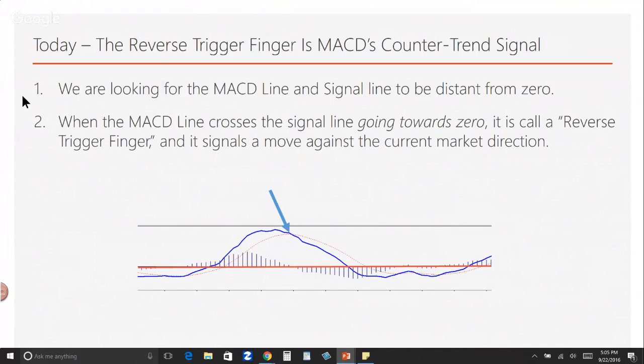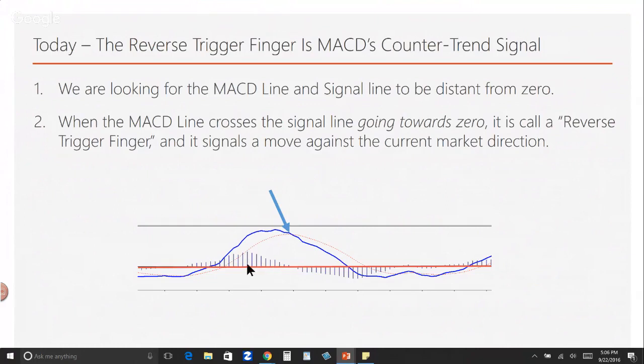Number one, we're looking for the MACD line and the signal line to be distant from zero. So this red line here that I'm pointing to is the zero level. And so if you can imagine the MACD line and the signal line being far away from zero, that's the first step. And then number two, when the MACD line crosses the signal line going towards zero, that's what we're going to talk about today. It's called a reverse trigger finger, and it signals a move against the current market direction. Very simple little setup here.